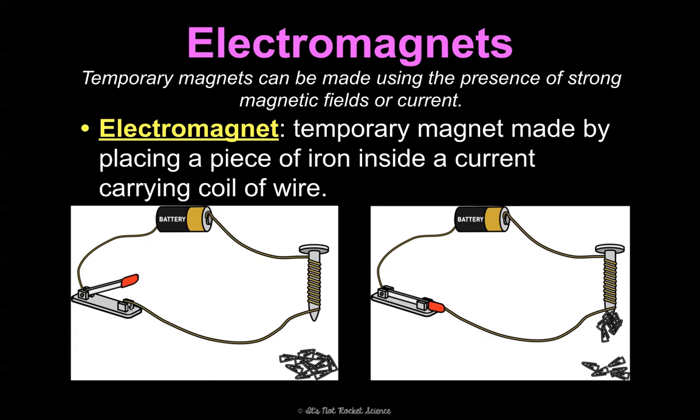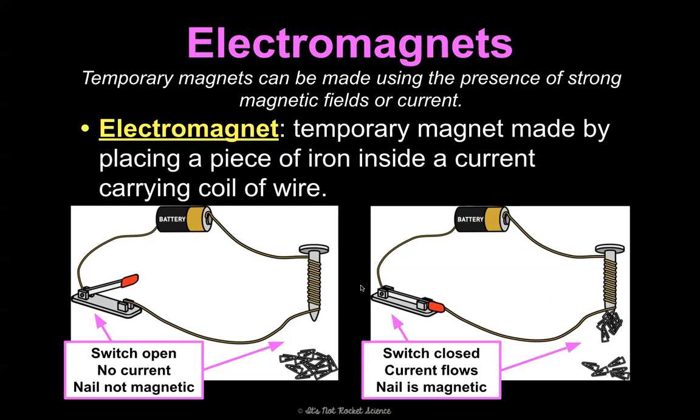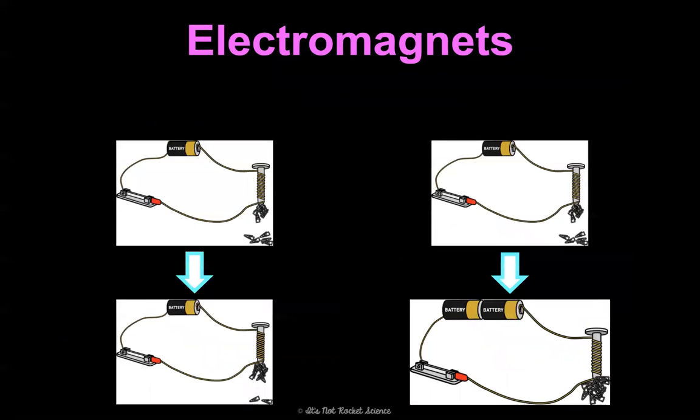In this case, the switch is open, so the nail is not magnetic. In this case, the switch is closed, the current is flowing, and the nail is able to attract the paper clips. Ours was a little less strong than the others. The reason being that we used insulated wire. It was safer though.